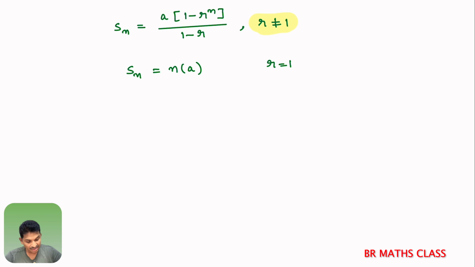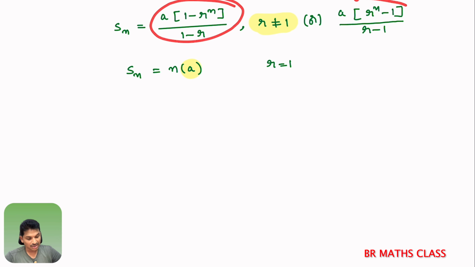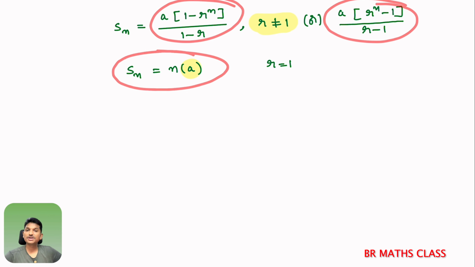What is a? a is the first term of the geometric progression. So, this is the formula we use to calculate sum of n terms in geometric progression. Here, for the sum of n terms, we can use this, or we can use this also, a into r power n minus 1 divided by r minus 1. So, these are the formulas we use to calculate sum of n terms in geometric progression.